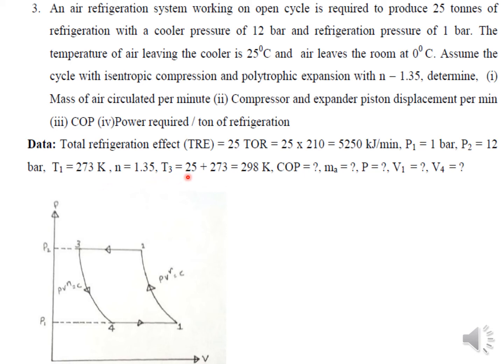T3 is given as the air leaving the cooler. So the cooler is from 2 to 3. Leaving the cooler is T3. At T3 it is going to leave the cooler, so it is 25 plus 273, 298 Kelvin. COP I have to find out. Mass of air, power, V1 and V4. So in this PV diagram, V1 and V4 I should find out.